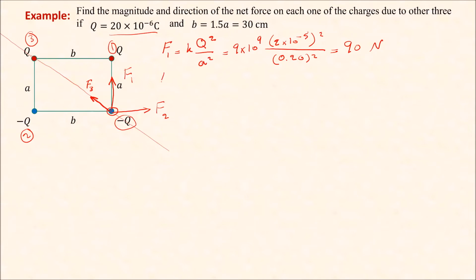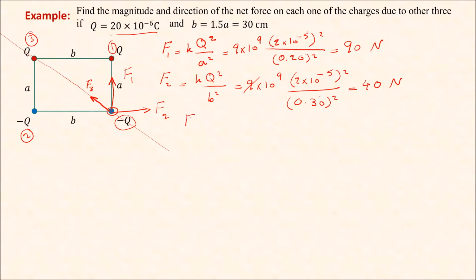And F2 will be K, again, Q squared divided by B squared. So it becomes 9 times 10 to the 9 times 2 times 10 to the negative 5th squared divided by 0.3 squared, that's B in meters. This 3 squared with 9 cancels, and then you get 4 times 10 to the first. So it becomes 40 Newtons.